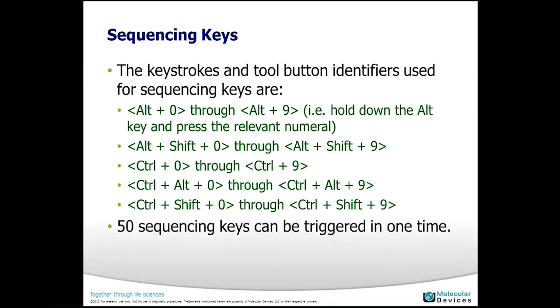clamp. Now for the sequencing key that you will use, we assign some keystrokes. Okay, for example, Alt 0 or Control 0 to Control 9, Alt 0 to Alt 9. So we have 50 keystrokes that you can use. Okay, so therefore these 50 sequencing keys can be triggered at one time.